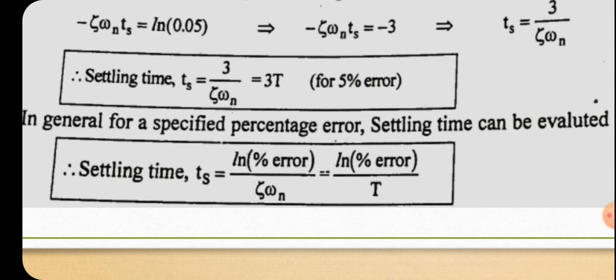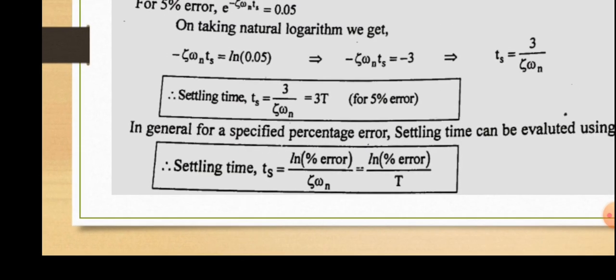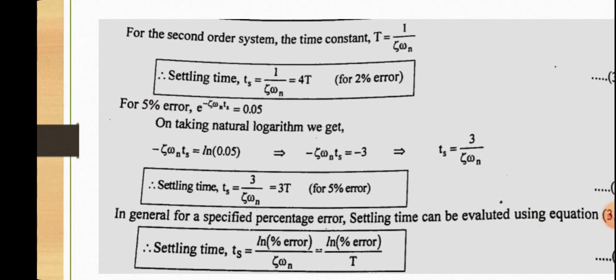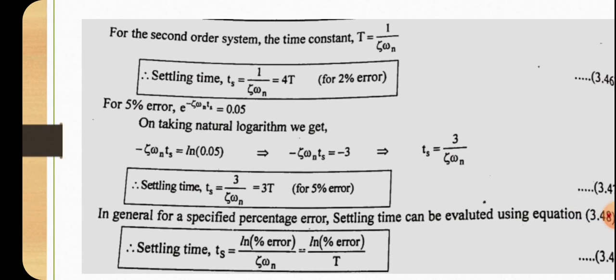And so in general we can write that settling time ts will be equal to ln percentage error divided by epsilon omega n, that is ln percentage error divided by T. Okay. So settling time for 2% error is 4 into T, where T is equal to 1 by epsilon omega n.